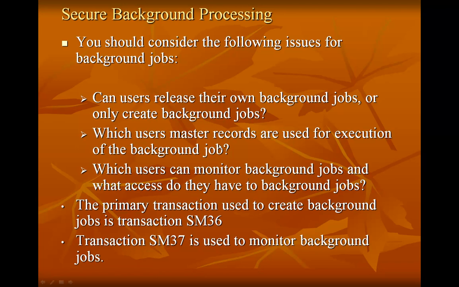Okay. Now the primary transaction used to create a background job is SM36. The transaction SM37 is used to monitor the background jobs. So SM36 and SM37 are again very critical transaction codes. Not everybody has access to SM36, but every user should get access to SM37. But once they get access to SM37, you have to put proper controls in place.